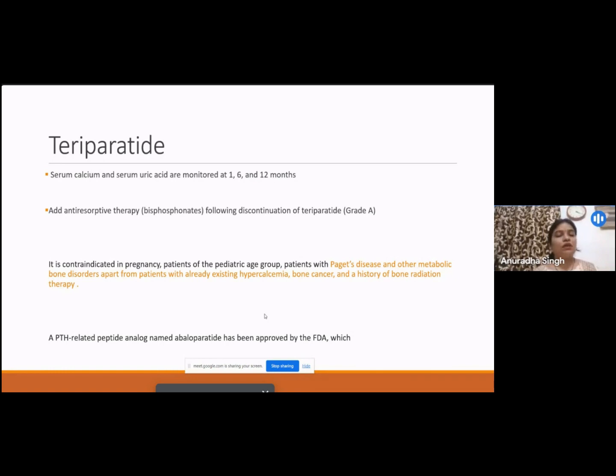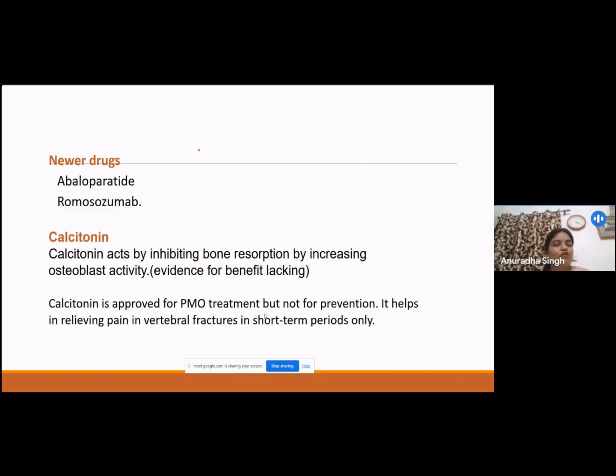So another, what we can say is an analog of teriparatide, that is abaloparatide, is also coming up in the forms of newer drugs. Calcitonin also has a role. It acts by inhibiting bone resorption, but the evidence is certainly lacking. So the mainstay of the drugs are the bisphosphonates, which are important.